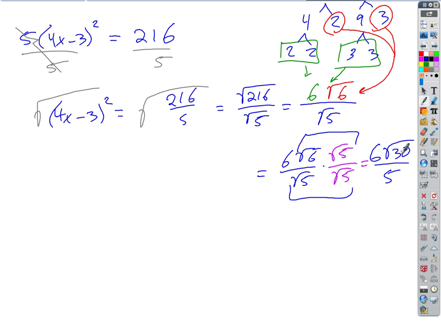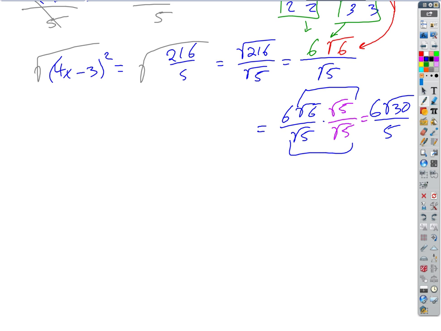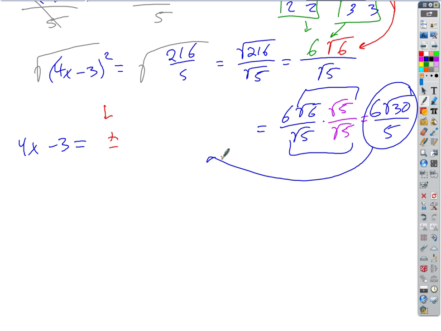Okay. So we got the square root of 30. 6 over 5 doesn't simplify. And so now we did a lot of work, but we got this thing simplified. So let's move on with our problem. So when I square root both sides, I get 4x minus 3 equals. Can't forget that when I square root both sides, I need my plus or minus. And then here's what the simplified version of that radical is. So 6 radical 30 over 5. Okay? A lot of work. But from here on out, it's not too bad.